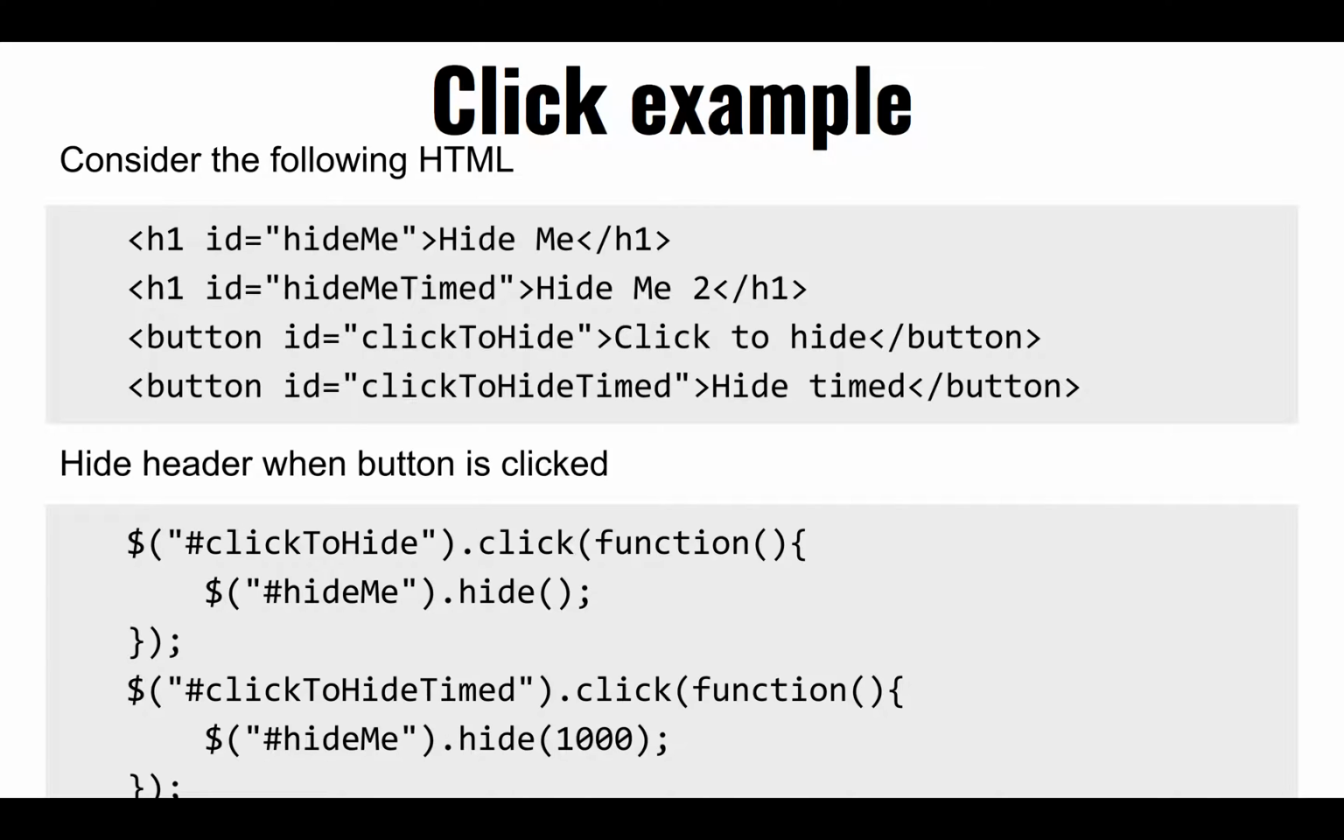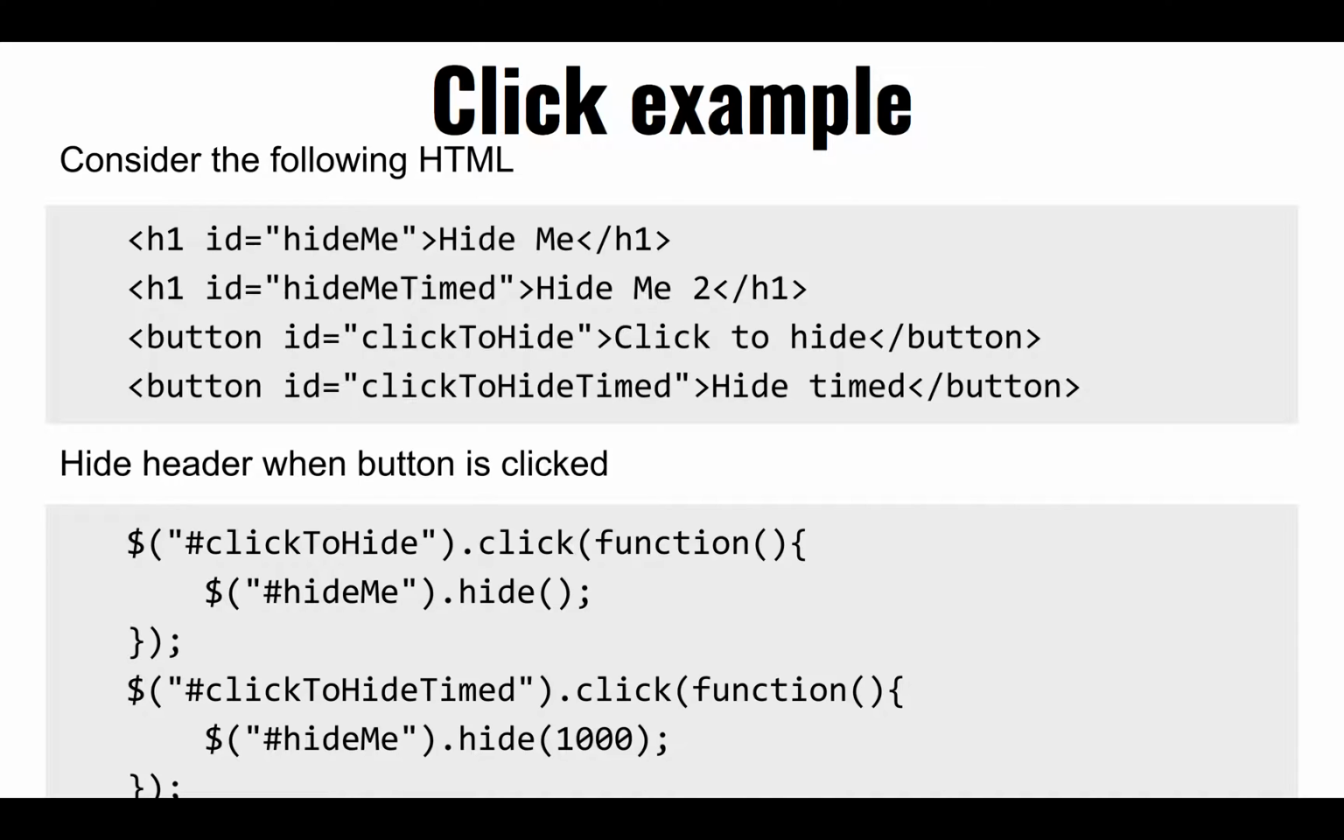So here's just a really quick example. We have an H1 with an ID of hideMe, and here we have hideMe2 with a hideMe timed. Down below we have a click to hide and a click to hide timed. So two buttons. Presumably, if you click on this first button, it will hide the hideMe, whereas if you click on the second one, it will have a timer, presumably, right?